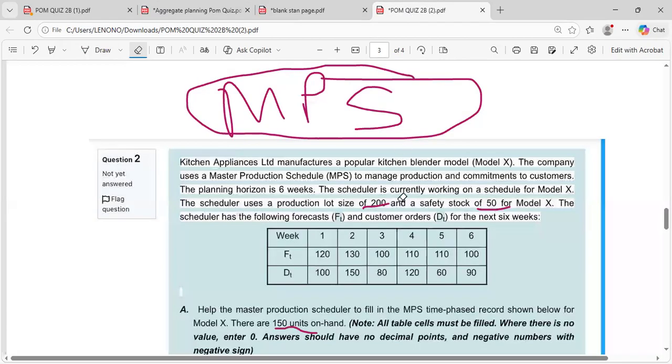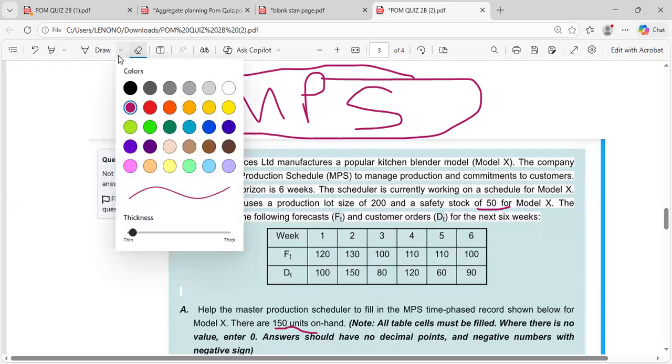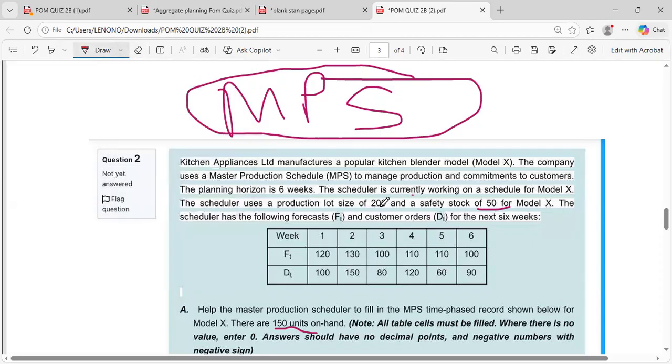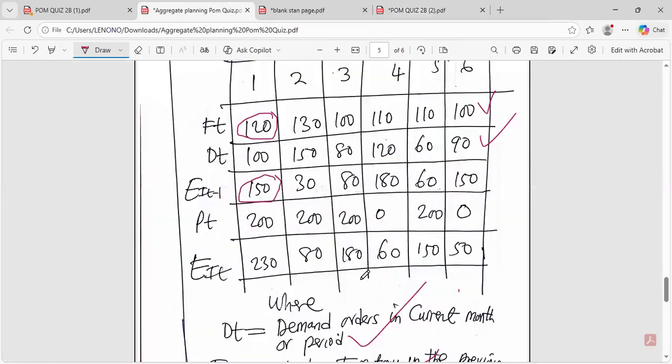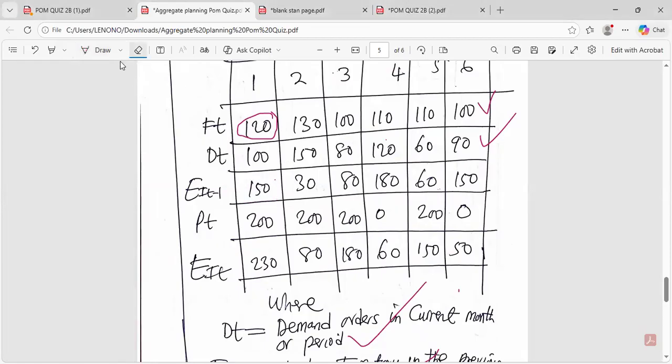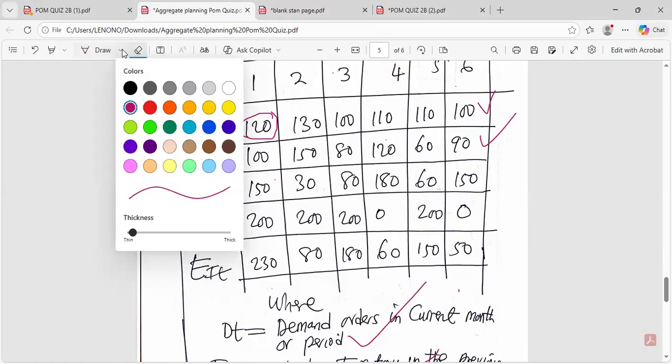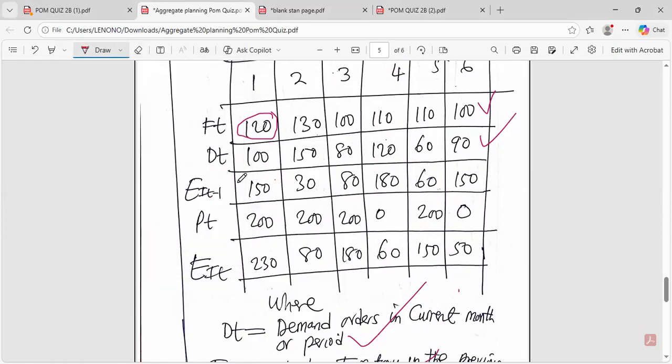So that's why we required the production of 200. The 200 lot size was given in the question, so you're supposed to take note of that lot size carefully. From here, you are just supposed to simply add. We are adding the beginning stock, which was already given, plus the production, minus the demand. So we remain with 230. So 230 is what we have.